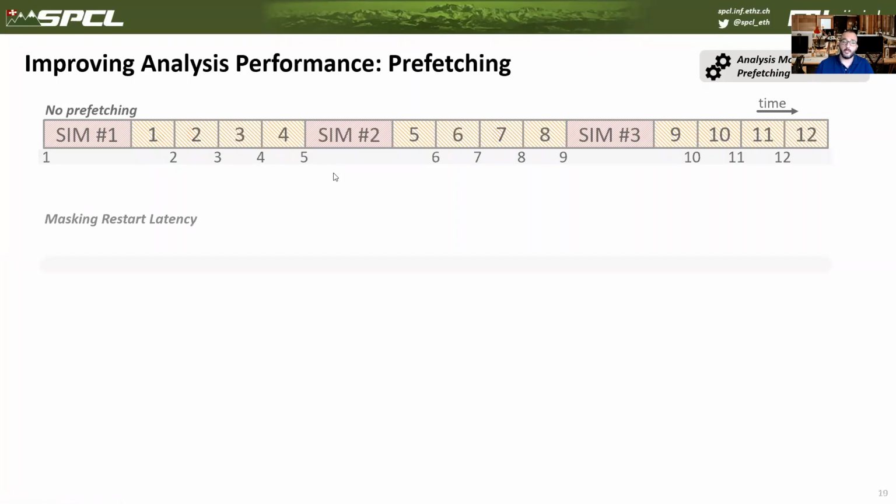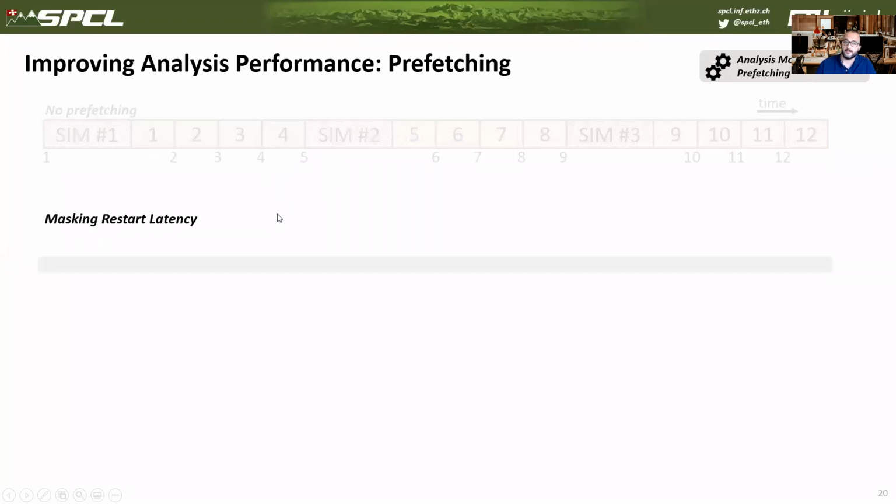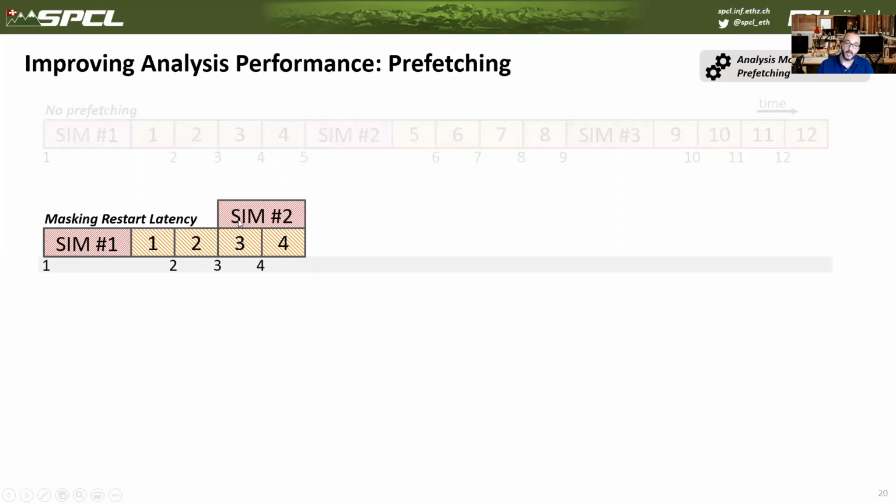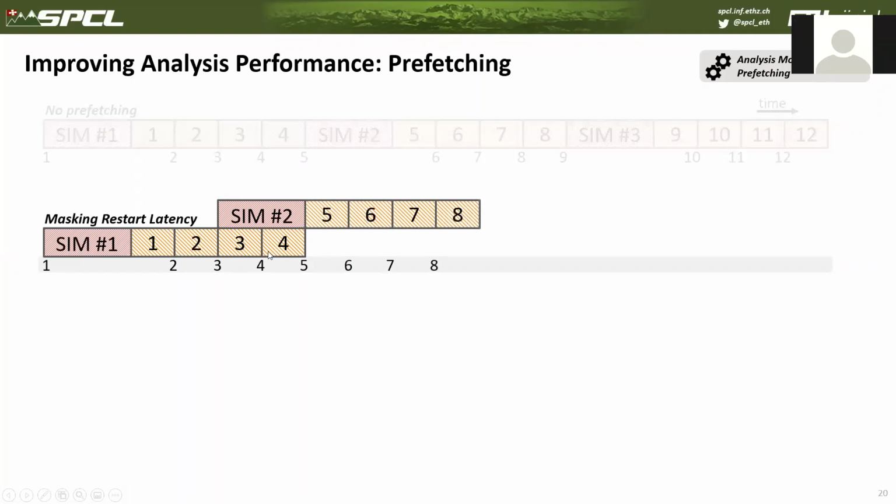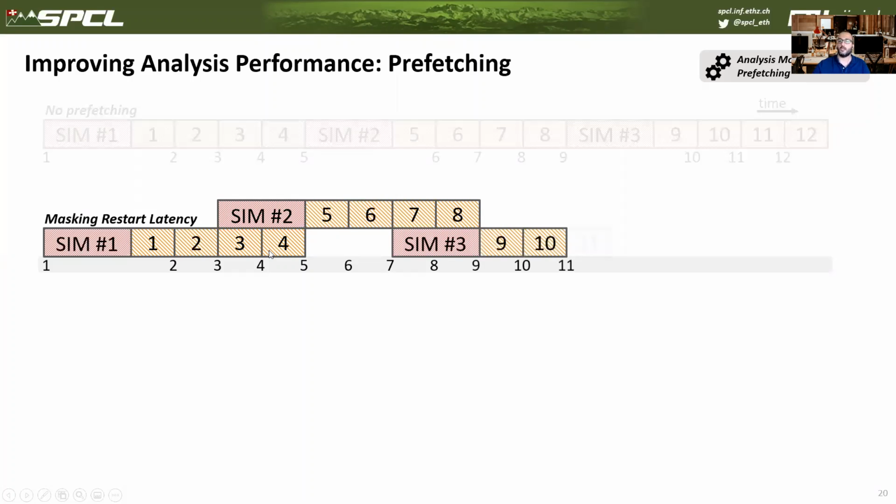So the first thing we can do is try to mask this restart latency. Basically, the idea is we observe your access pattern. If we see that you are going forward in time, and I know that on average I need this much time to restart my simulation, then at some point I can just prefetch this simulation, hoping that I will be able to hide this restart latency, and then nothing happened, and the client sees this as a long simulation.